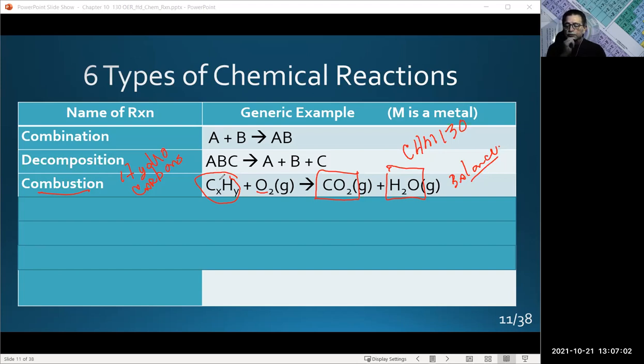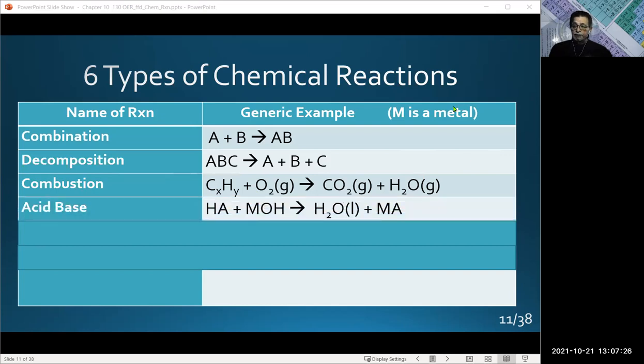With combustion reactions, we have a more systematic approach with respect to balancing it. Now, normally the combination reactions and the decomposition reactions that we work with are not very complicated. So trial and error is a very straightforward way to balance those types of reactions.